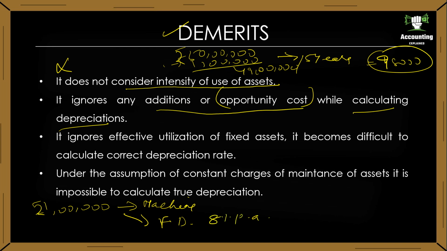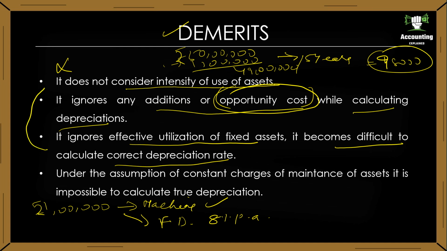Okay, the straight line method does not consider the potential earning, that is the opportunity cost that is lost by purchasing the machine. It ignores the effective utilization of the fixed asset. It becomes difficult to calculate the correct depreciation rate. So the same example as the first one you can take. Same point only, similar to the first point. Under the assumption of constant charges of maintenance of assets, it is impossible to calculate the true depreciation.